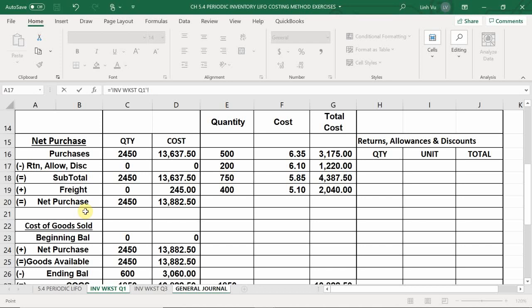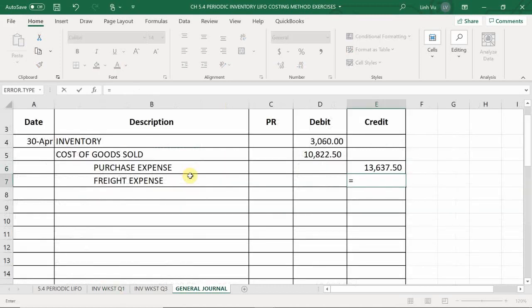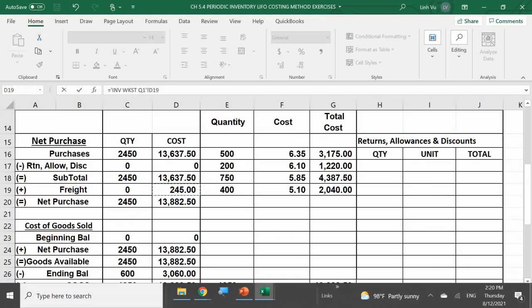Total purchases $13,637.50. Good. What was my total freight? $245. Good. All right.